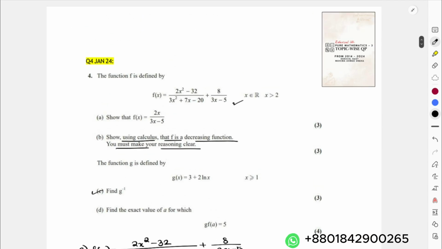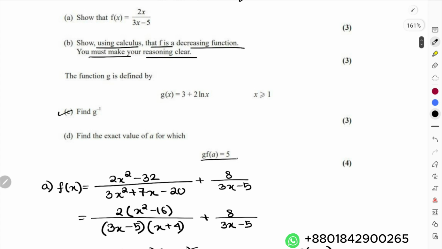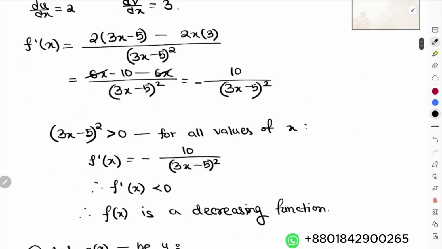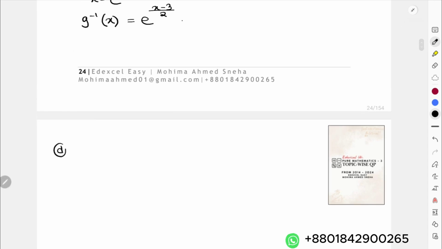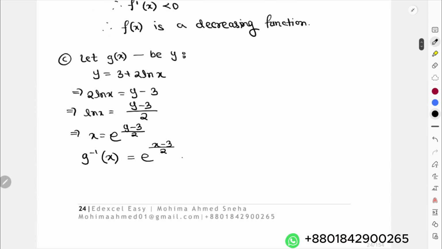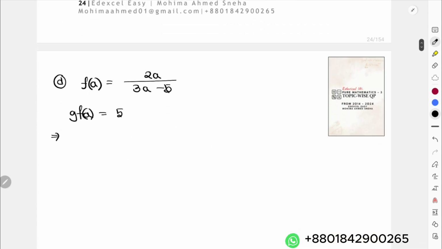After this, they are now asking for the solution to g(f(a)) equals 5. So I have to find that, I think this was part D. For part D, I have to find f(a) first, right? f(a) is going to be 2a over (3a minus 5). So your g(f(a)) equals 5 will be, your g(x) was 3 plus 2 ln x, so it's going to be 3 plus 2 ln (2a over (3a minus 5)) equals 5.